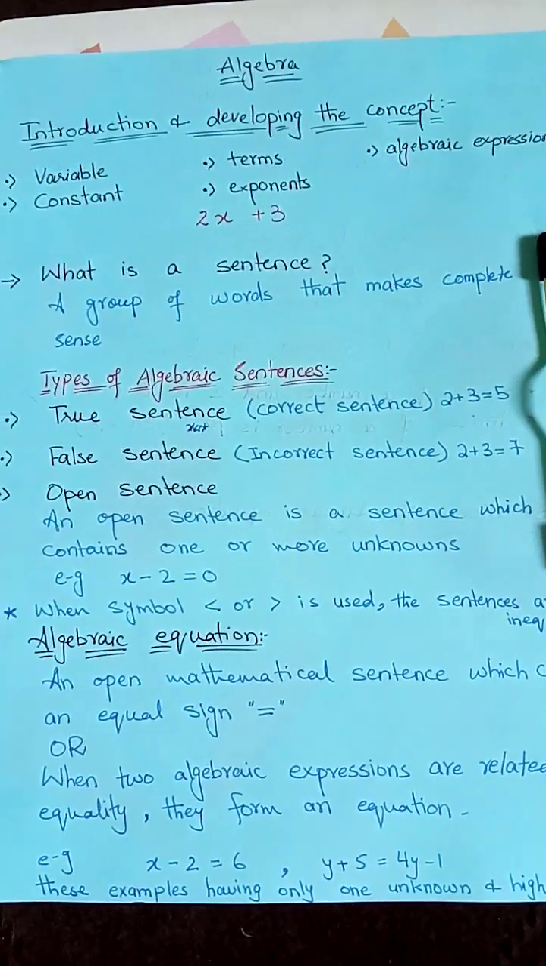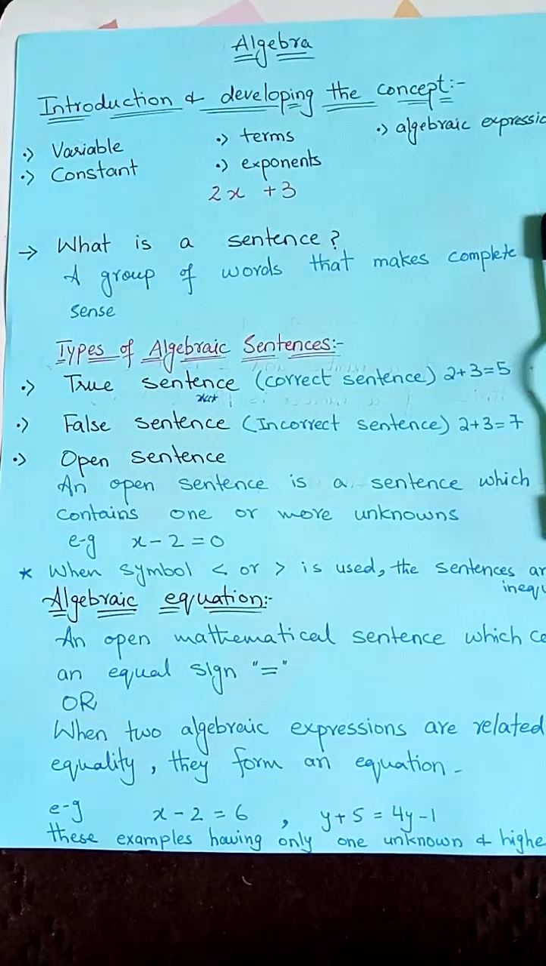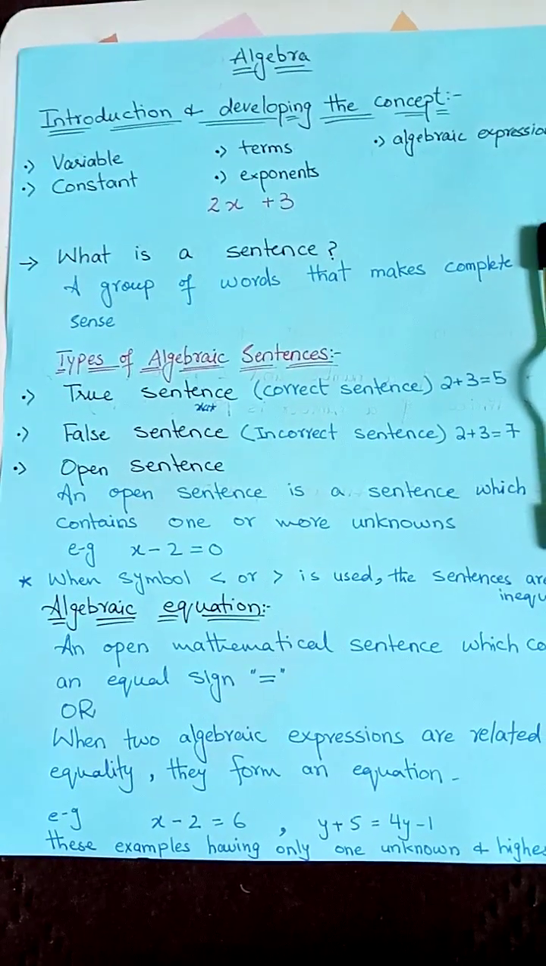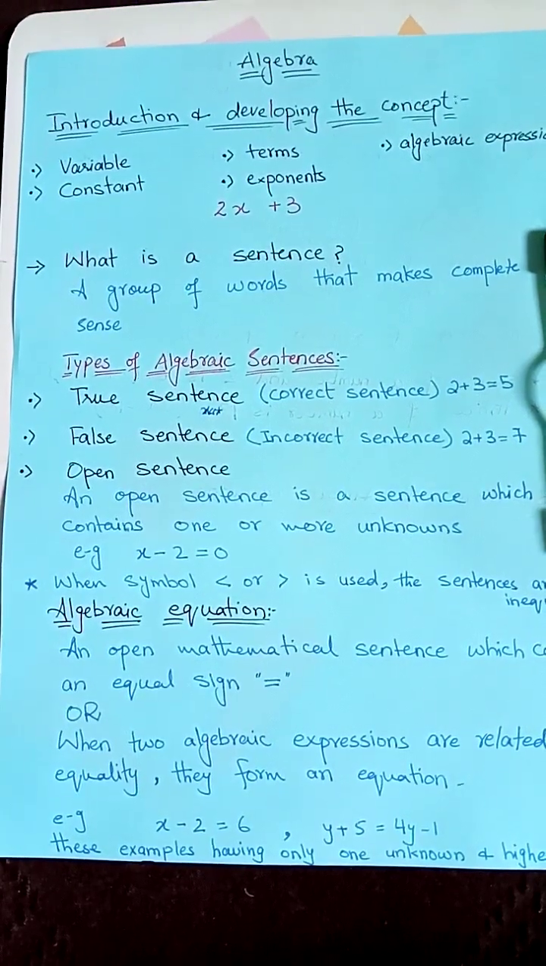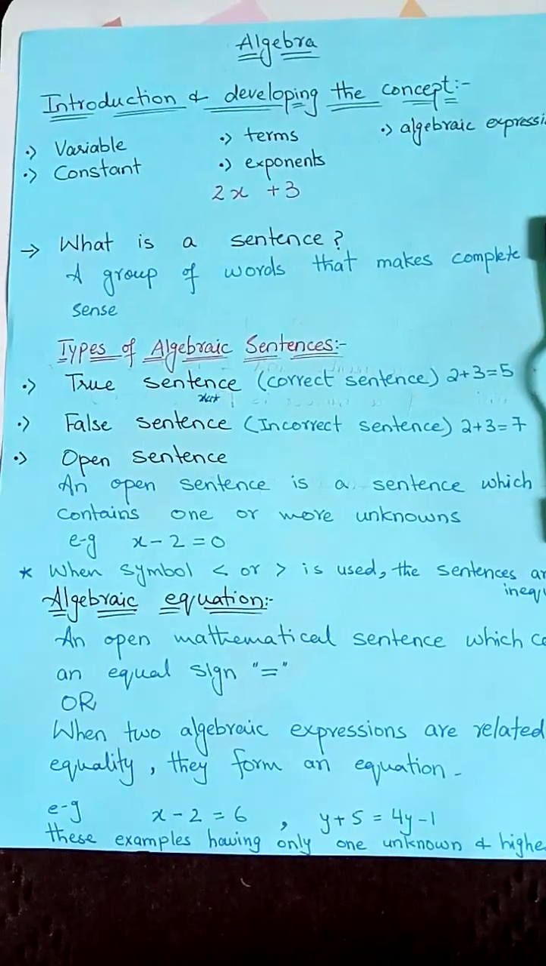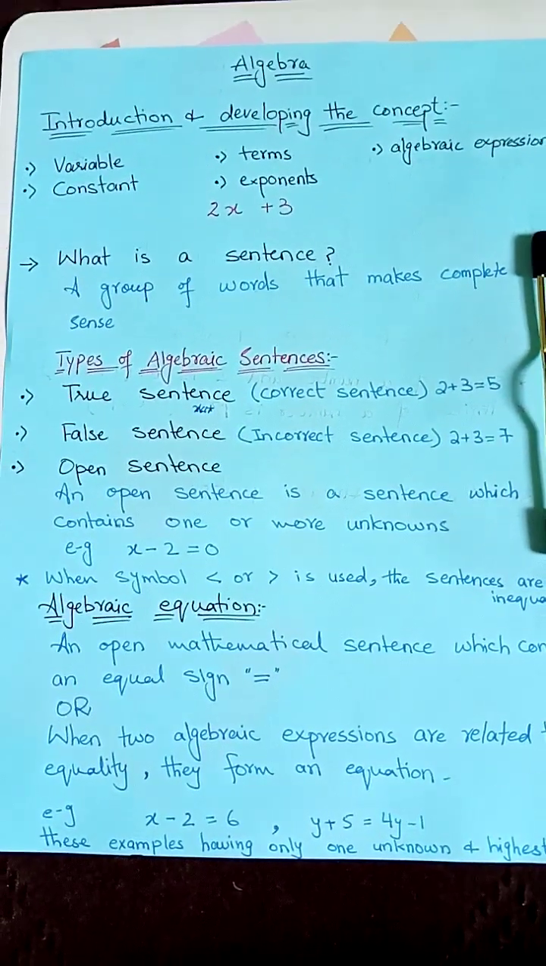So, how are we going to separate these terms? We all remember that whenever there is a plus or minus symbol between the terms, the terms get separated. So how many terms are there in this expression? There are two terms.